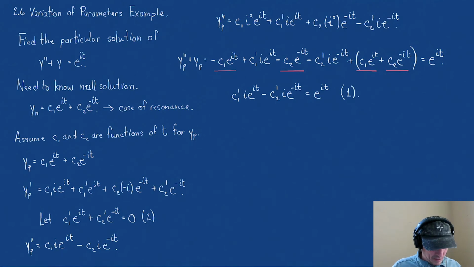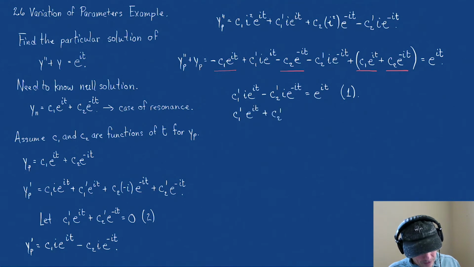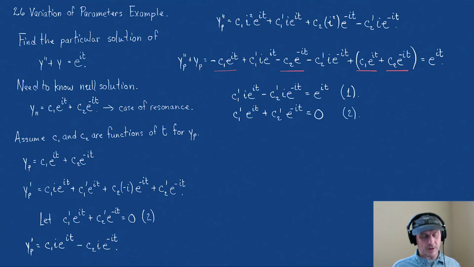And I'm going to bring up equation 2 now. Equation 2 is c1 prime e to the it plus c2 prime e to the minus it, and that equals 0. That's equation 2. So what I'm going to do now, I'm going to do this in one big step.